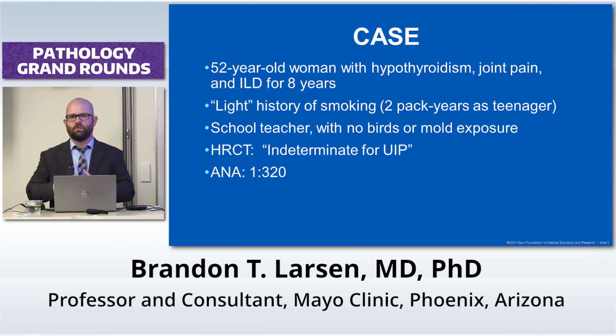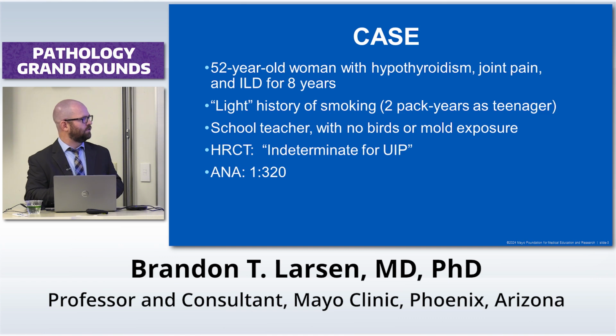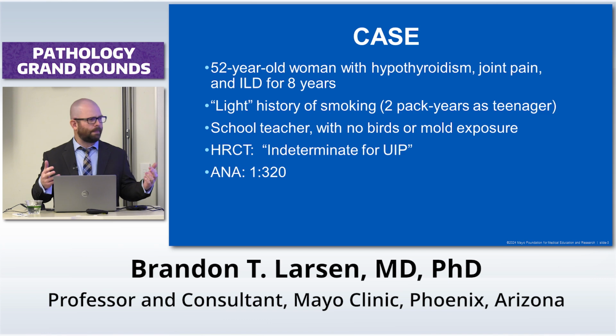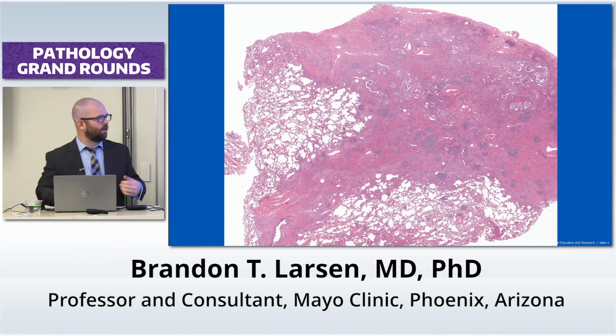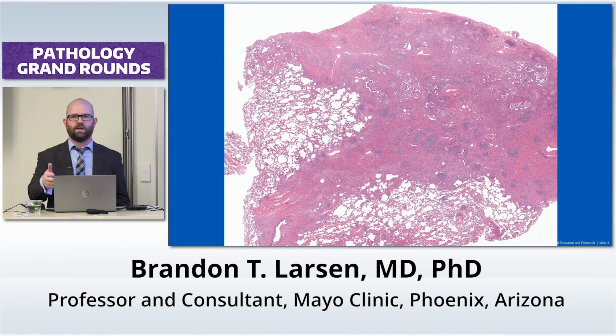Her high-resolution CT scan showed findings that were said to be indeterminate for UIP, usual interstitial pneumonia radiologic pattern. She did have an elevated ANA titer, 1 to 320, but otherwise negative serologies. And the clinicians weren't sure what was really going on in her lungs, so they ended up doing a surgical lung biopsy. And this is what came across my desk. So I'll ask you to look at this case and think what you might do with it.